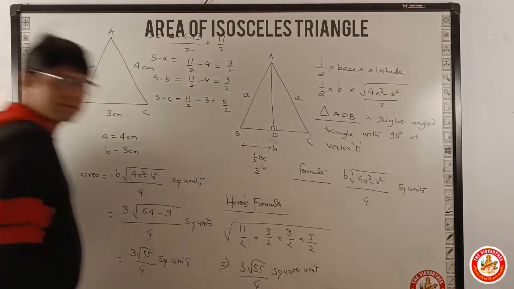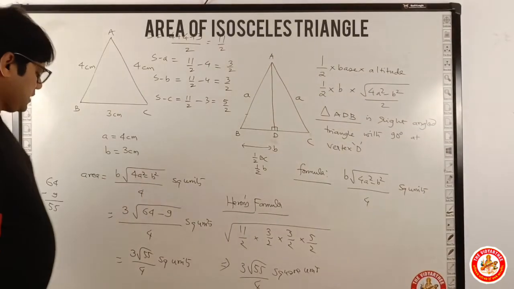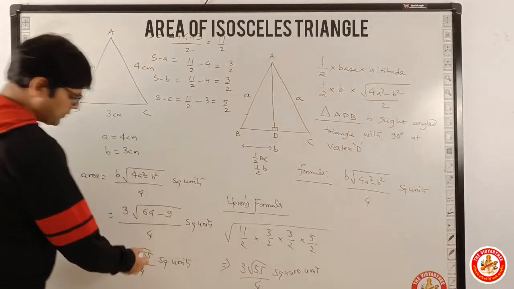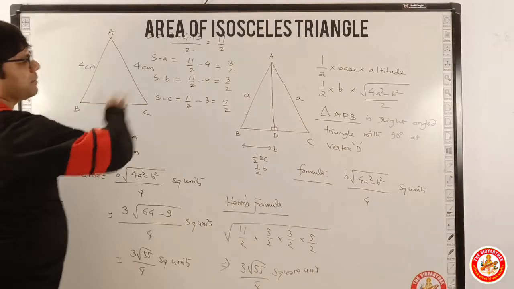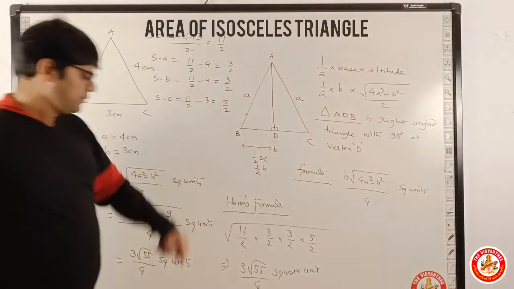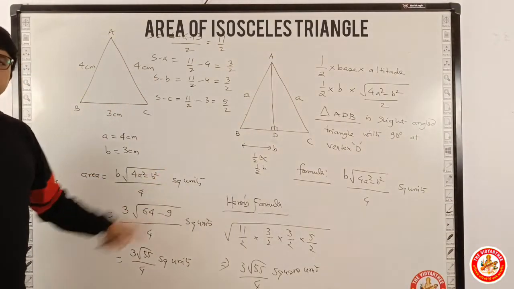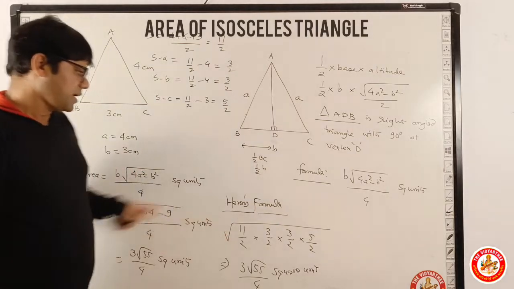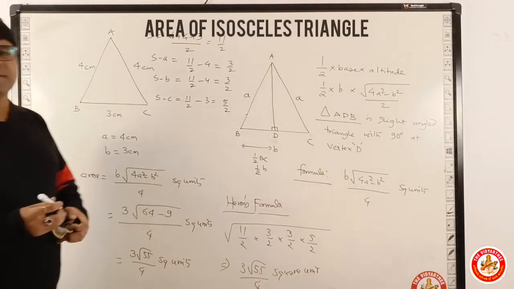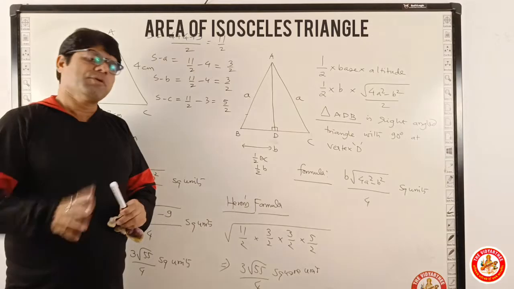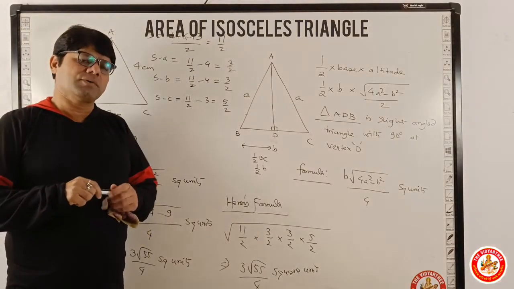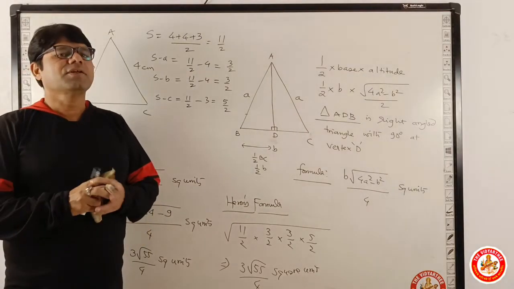So we have got identical values. Can you see? You have got 3 root 55 by 4 square units by the new formula which I have given you and by Heron's formula which we studied in the beginning. We have corroborated the information. I hope you understand this. Please pause the video and try that question by yourself and then check whether you are getting the same answer.